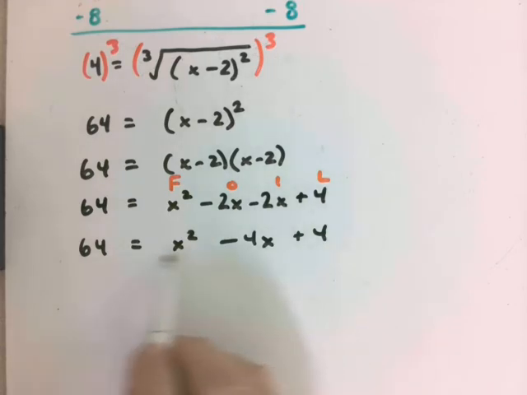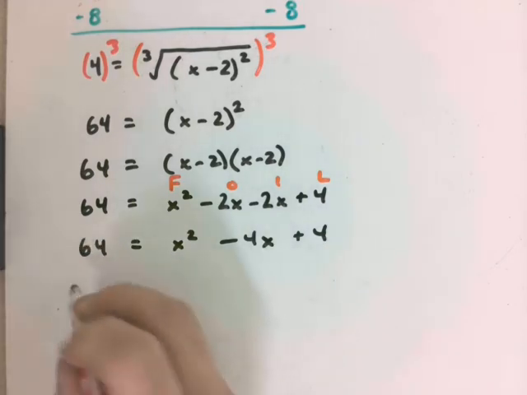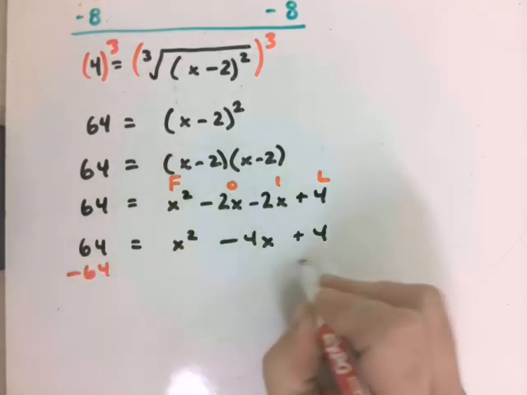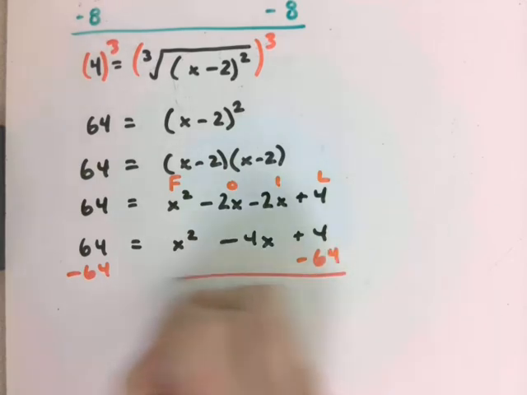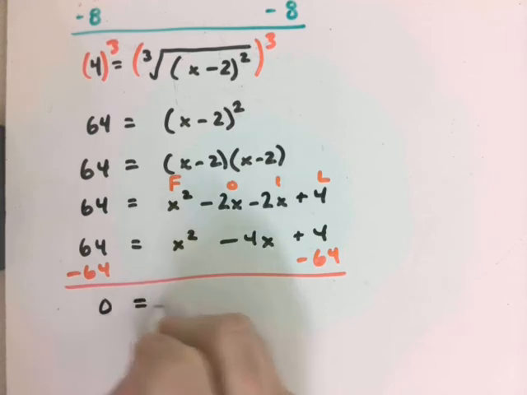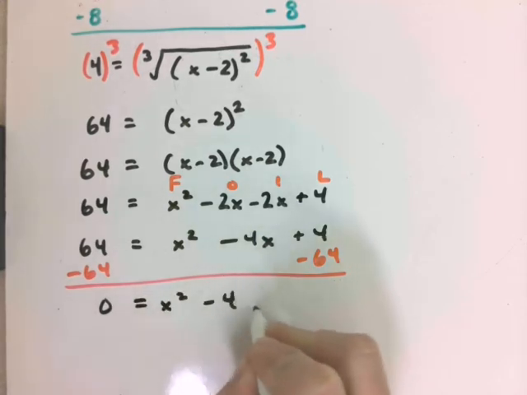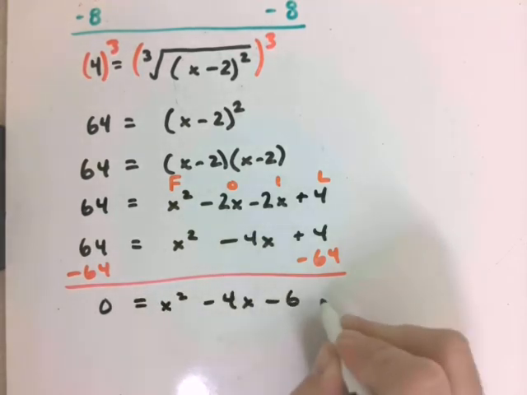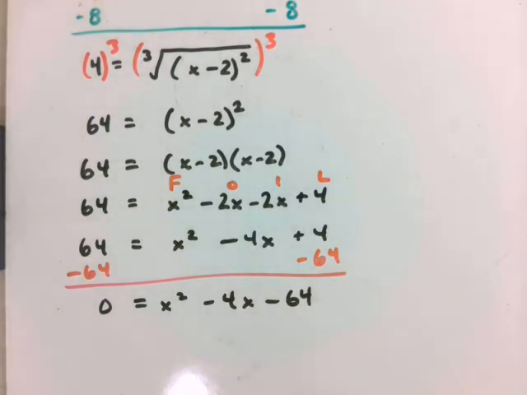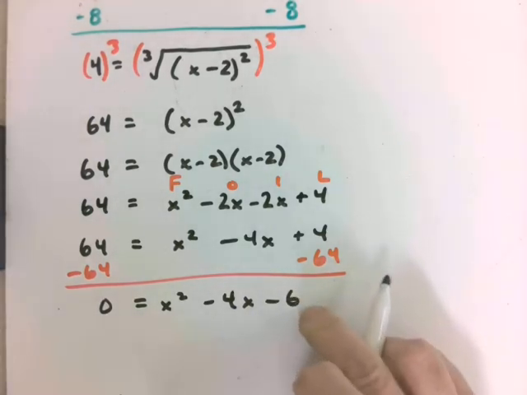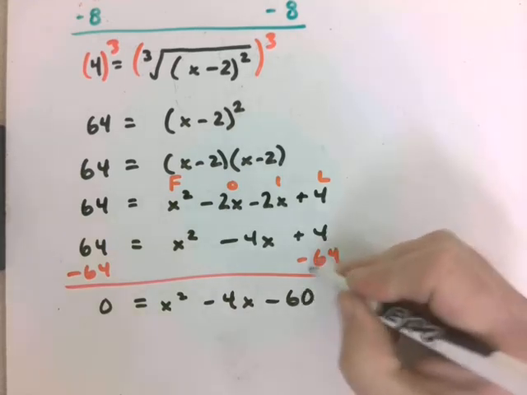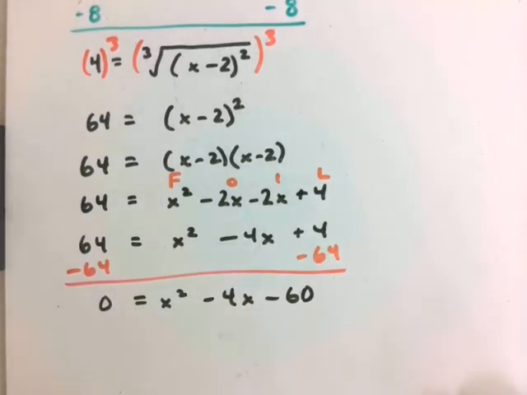If we factor or use the quadratic formula, I do need 0 over on one side of the equal sign. So I would subtract 64 on both sides. If I do that, I would have 0 is equal to x squared minus 4x minus 60. Sorry, 4 minus 64 is a negative 60. And then from there, we could go through and do the add multiply method.